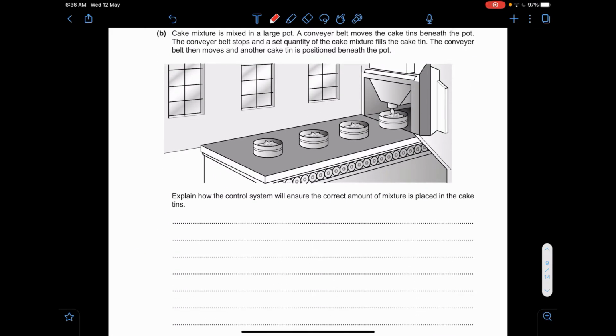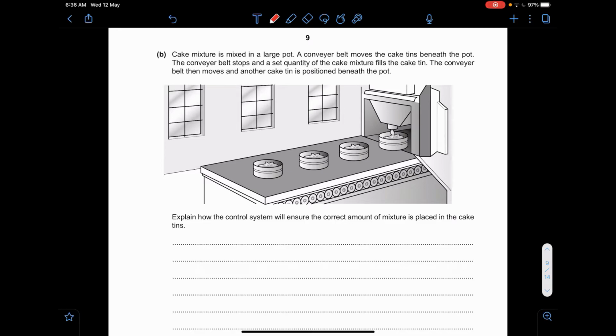Okay. So now they have given us a diagram and we're going to read what's written. So a cake mixture is mixed in a large pot. A conveyor belt moves the cake tins beneath the pot. The conveyor belt stops and a set quantity of the cake mixture fills the cake tin. The conveyor belt then moves and another cake tin is positioned beneath the pot. Explain how the control system will ensure the correct amount of mixture placed in the cake tin.